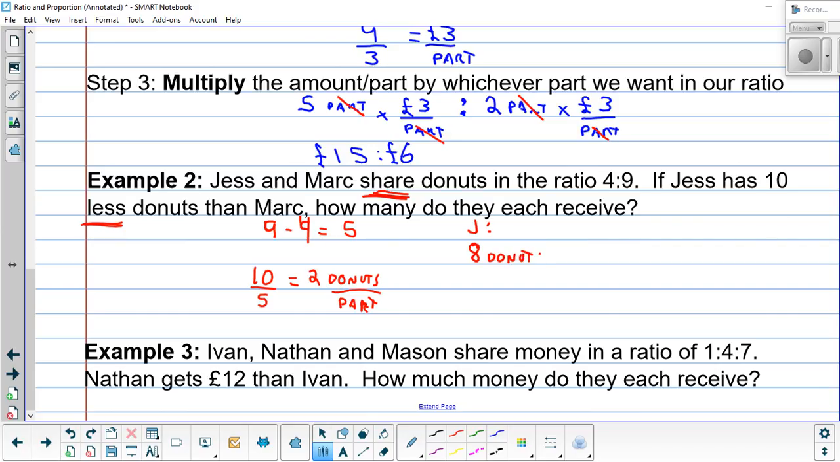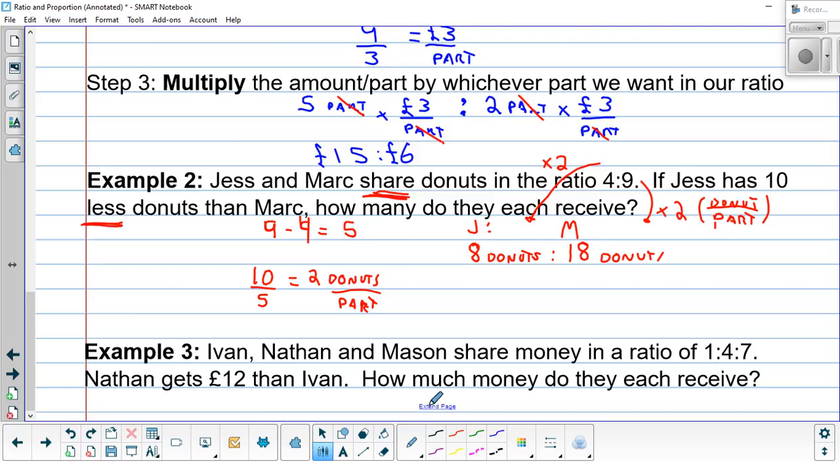And I'm multiplying our 9 in 9 by 2 for Mark. So we get 9 times 2 is 18, because I'm just taking this, multiply by 2. This, multiply by 2. This is our 2 donuts per part that we found. Okay, so. And like I said, you can always go back and check. Well, does Jess have 10 less than Mark? Oh yeah, of course.